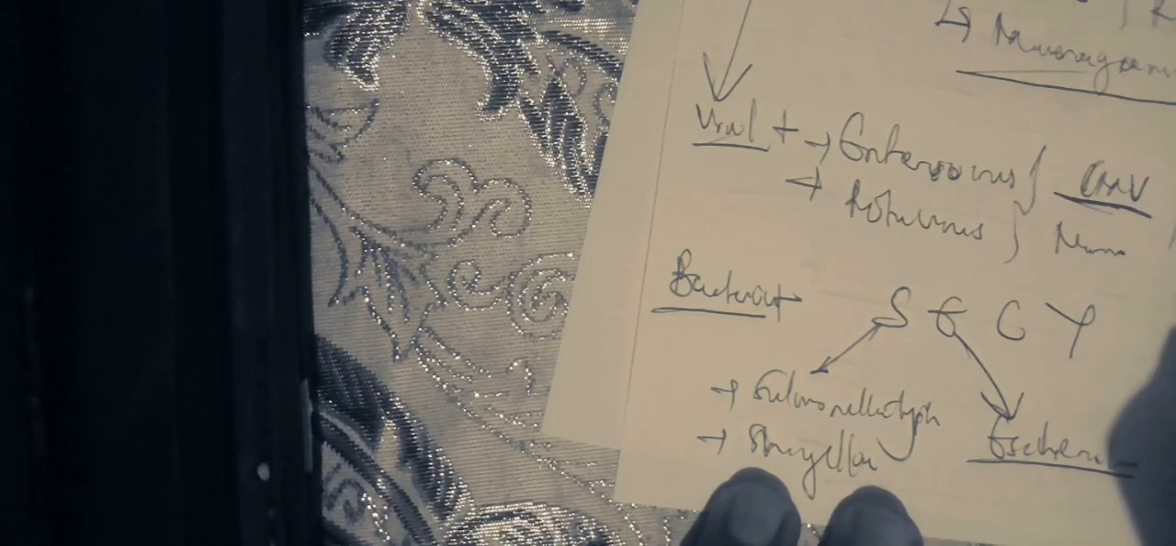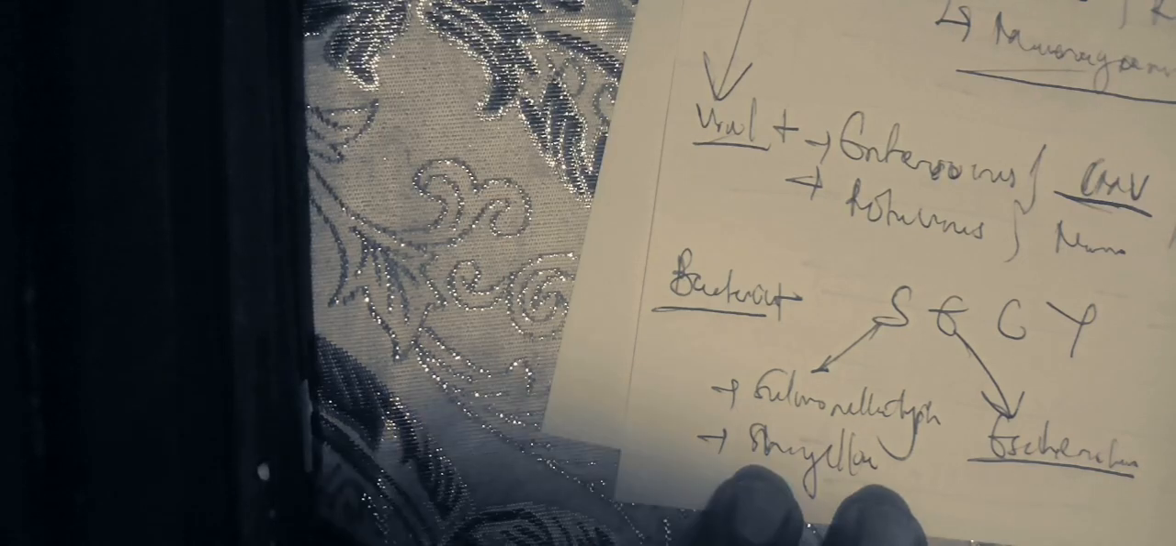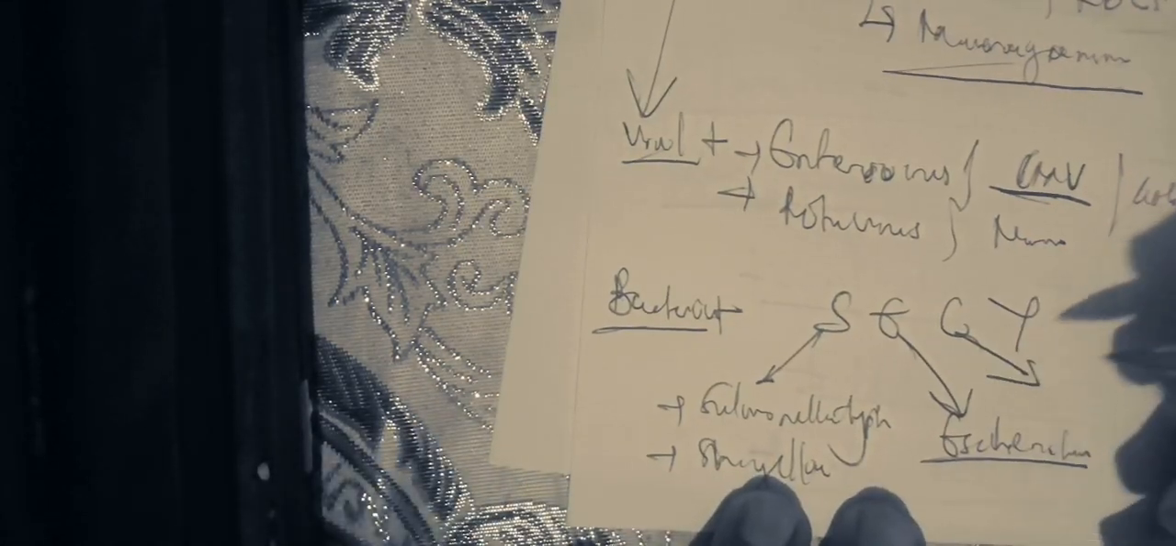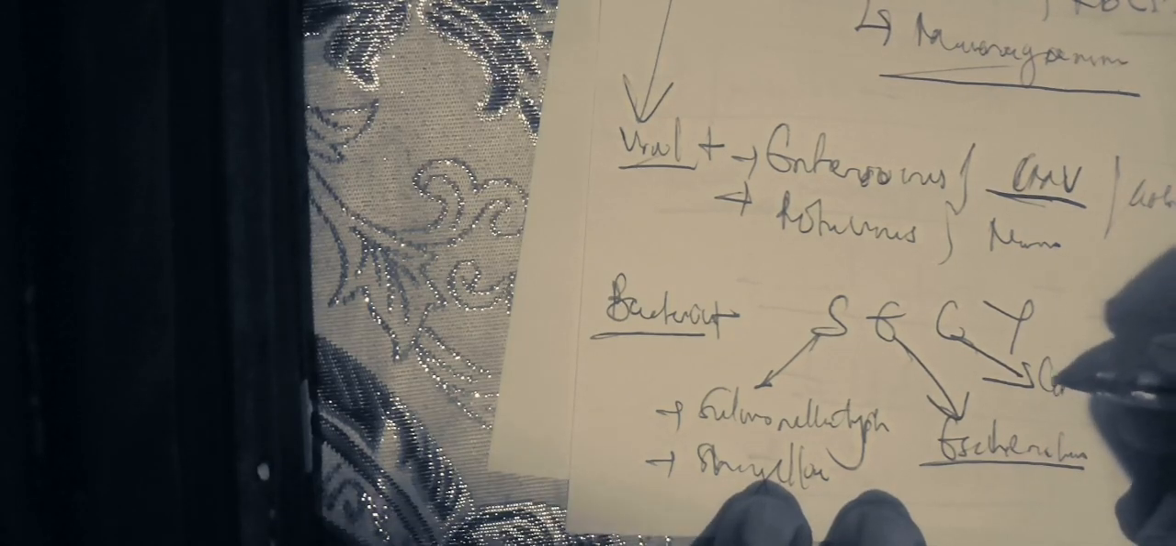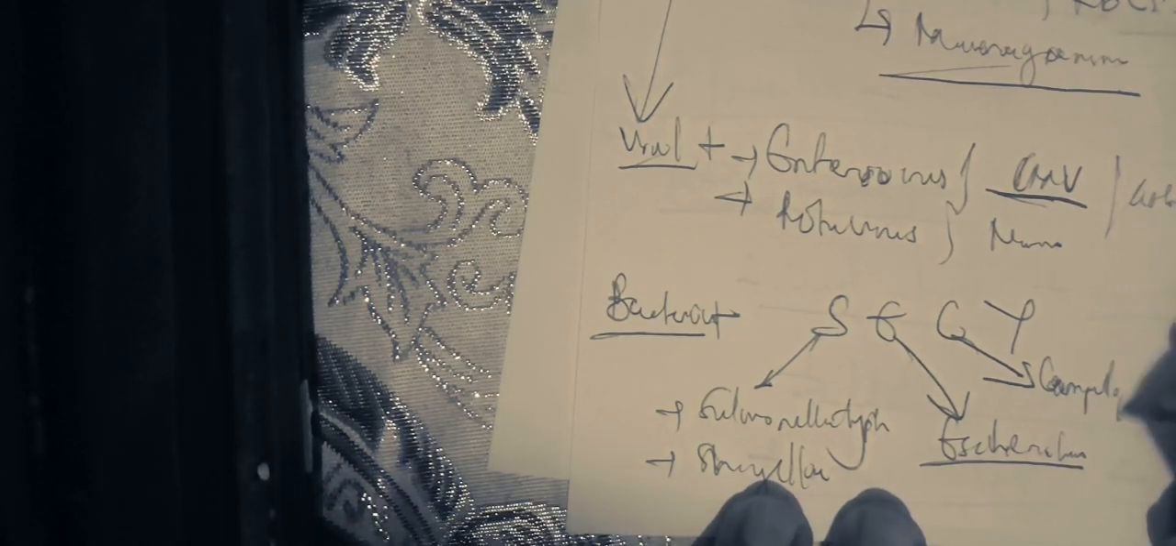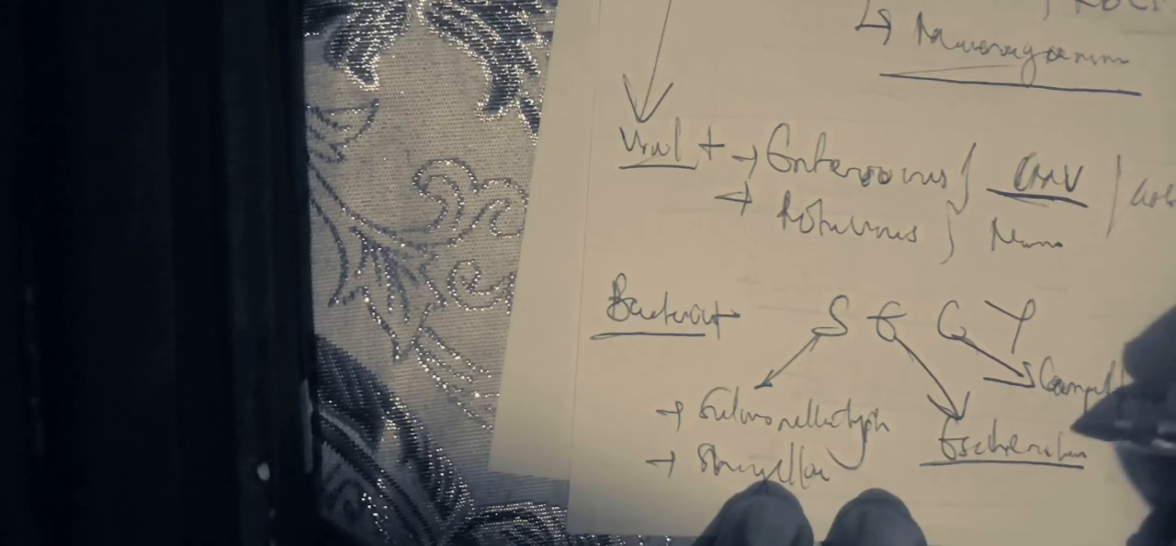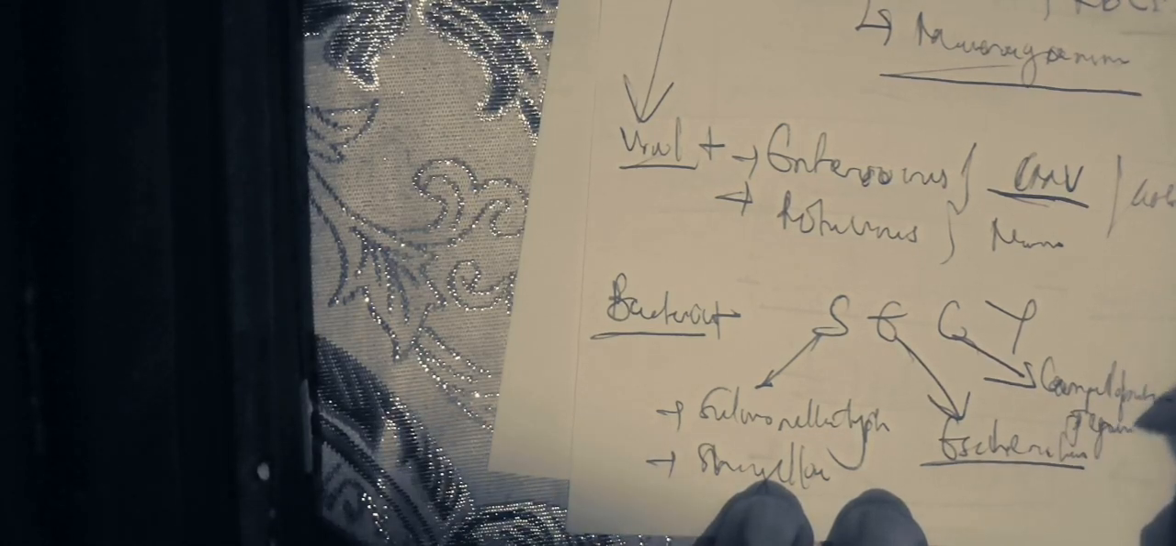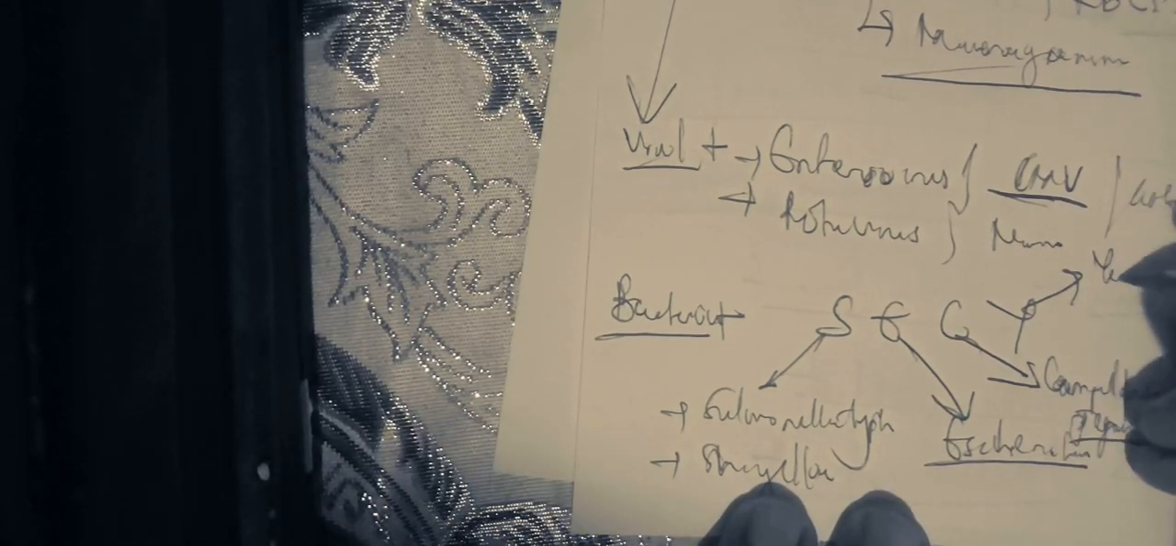We have here Escherichia coli enterohemolytic and Escherichia coli enteropenetrating or enteroadhesive. Is it clear? Now, the next one, you have Campylobacter jejuni. C is for Campylobacter jejuni. Is it clear? And Y is for Yersinia.